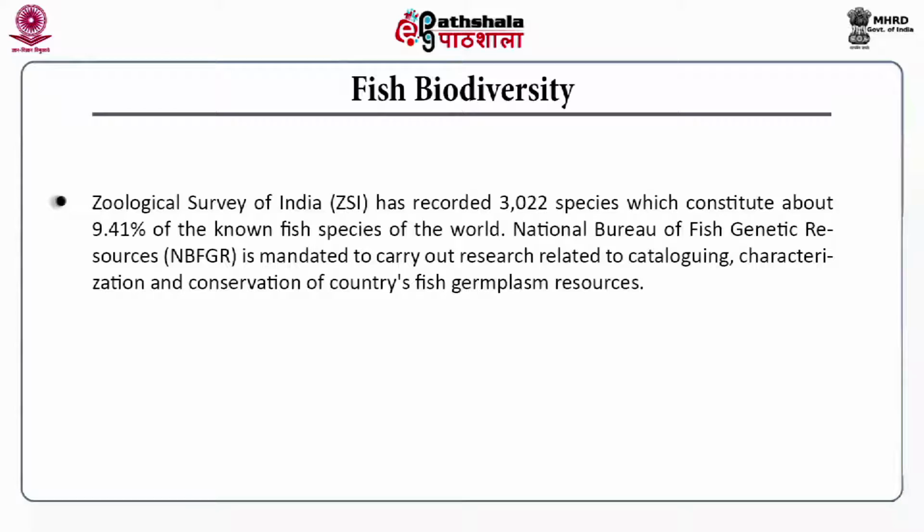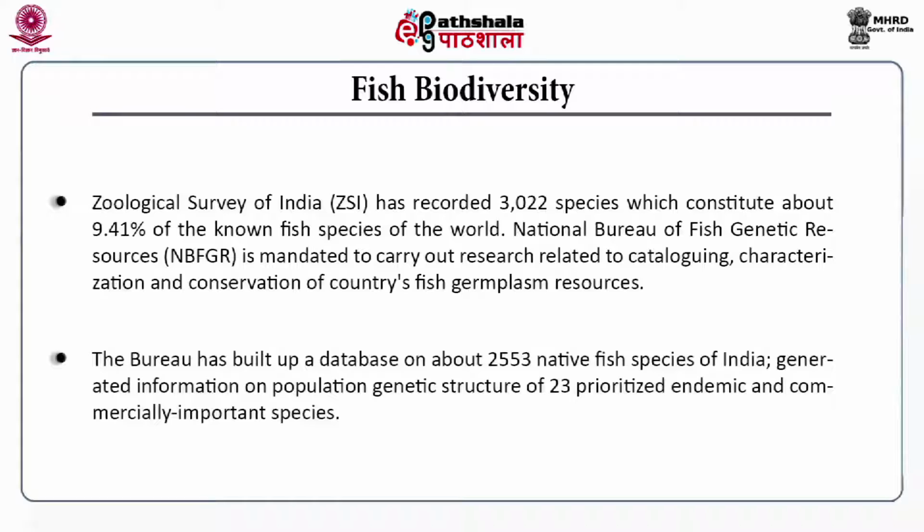The National Bureau of Fish Genetic Resources, NBFGR, the full form is important, is mandated to carry out research related to cataloging, characterization, and conservation of the country's fish germplasm resources. Thus, the Bureau has built up a database on around 2553 native fish species of India, and generated information on population genetic structure of 23 prioritized endemic and commercially important species of fish.